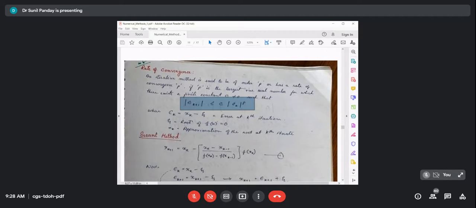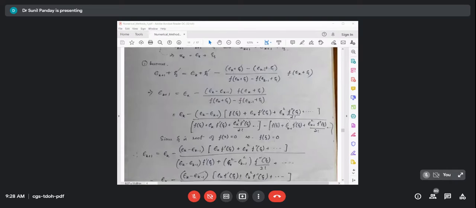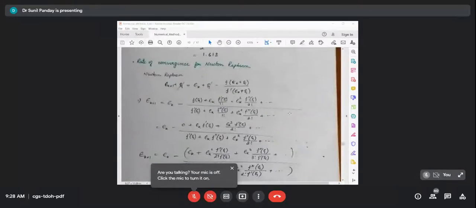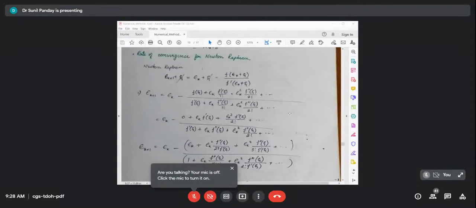So we already learned the Newton-Raphson method and the secant method. We'll find their order of the error, or their rate of convergence. We'll start with the rate of convergence of Newton method.